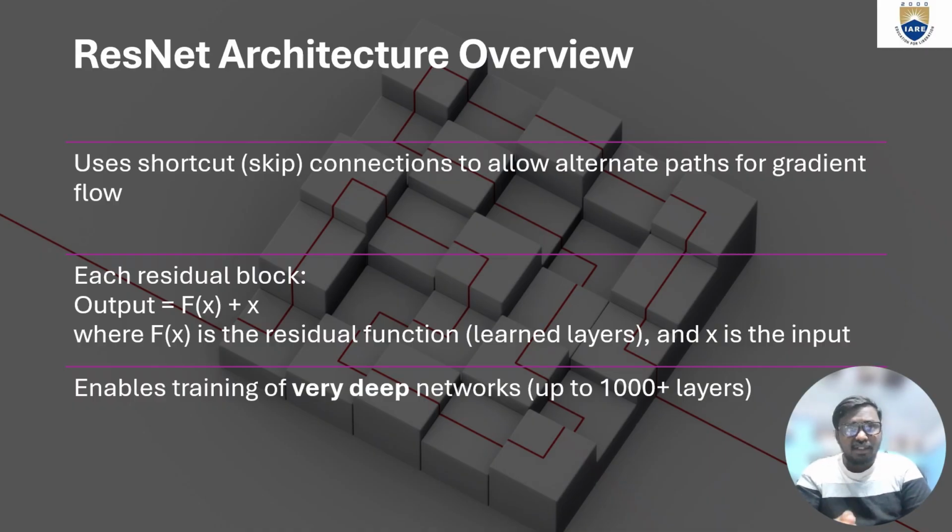ResNet architecture overview: it uses shortcut skip connections to allow alternate paths for gradient flow. Each residual block output equals F(x) plus x, where F(x) is the residual function learned by the layers and x is the input. This enables training of very deep networks, up to 1000 plus layers.